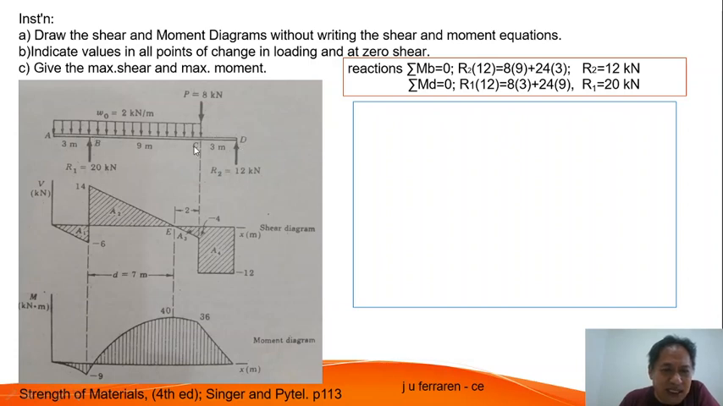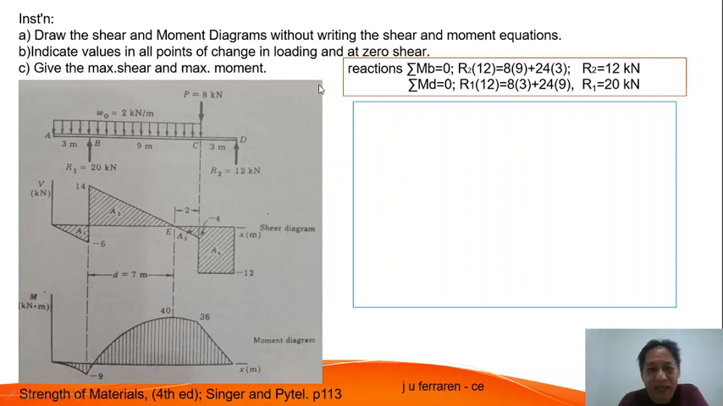R2 with a distance of how much? 12. The rotation is counterclockwise. Now, this one is clockwise. Your uniformly distributed load will also take a resultant. If I am at B, then its moment is also clockwise, same as this. And this one is counterclockwise. So, any moment produced by your R2, we just balance with the moment produced by the concentrated load and the uniformly distributed load resultant.